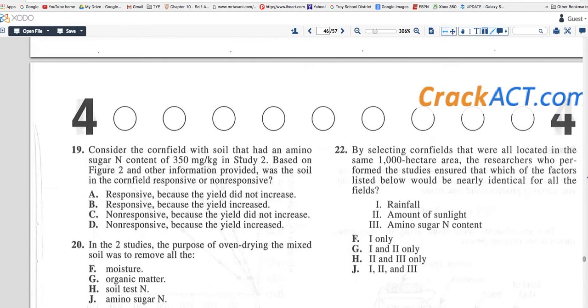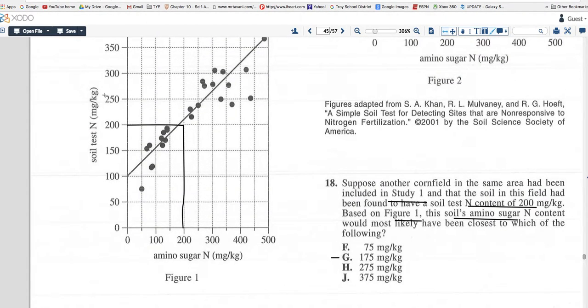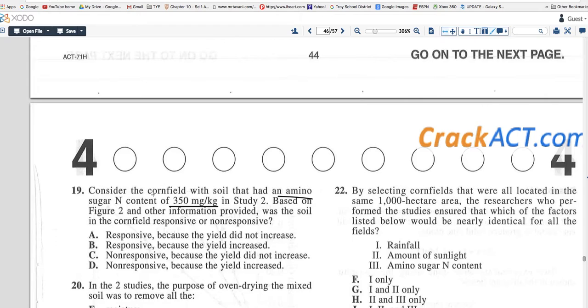All right, 19. Consider the cornfield with soil that had an amino sugar N content of 350 in study 2. Based on figure 2 and other information provided, was the soil in the cornfield responsive or non-responsive? So what am I underlining? Rohit. I underlined the 350 milligrams. Good. But before that, what is this 350? Because on my axes, I can have 350 on this side or I can have 350 on that side. Like the amino sugar N. Good. So I'm underlining amino sugar N content and 350. And then I underlined study 2. Good. And then I underlined figure 2, and then responsive or non-responsive.